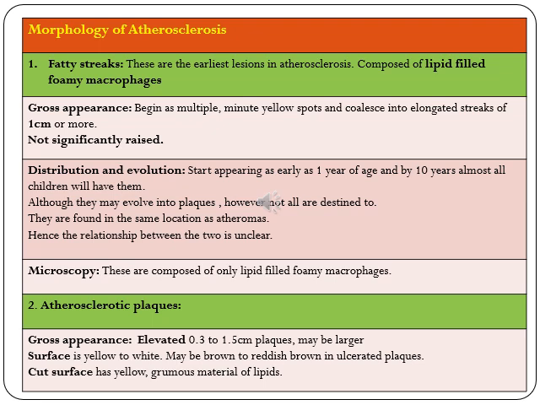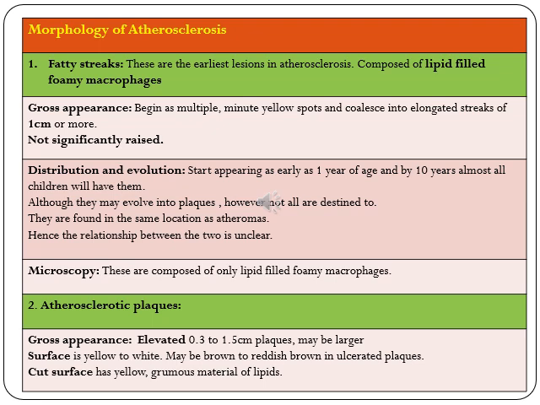Distribution and evolution. It has been observed that these lesions start appearing as early as the age of 1 year, and by 10 years almost all children will have some number of fatty streaks. Although they may evolve into plaques, not all fatty streaks evolve into atheromatous plaques. However, they have been found in the same location as atheromas. So there are confounding factors, and the relationship between fatty streaks and atherosclerotic plaques is unclear.